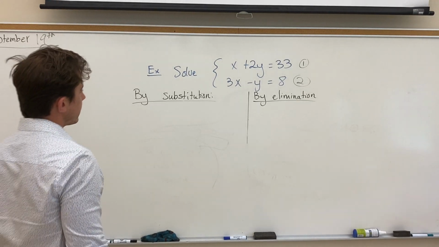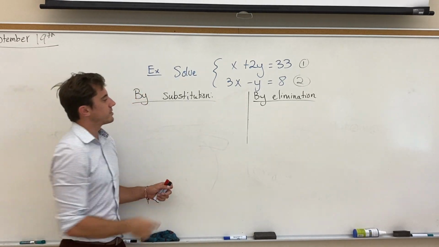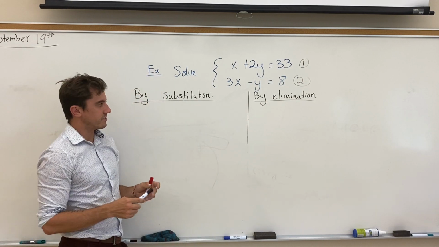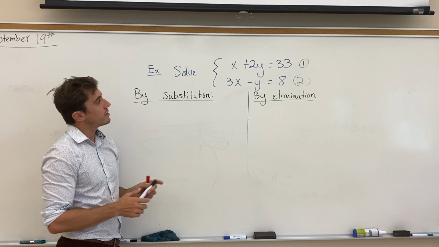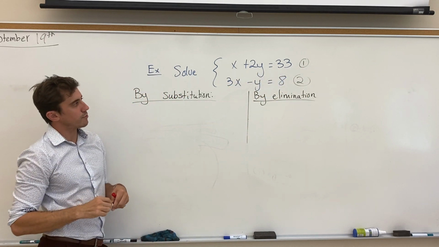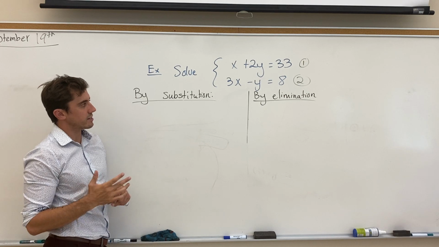Good afternoon, everyone. Today we're going to solve a system of linear equations by substitution and by elimination so we can compare and see the pros and cons of each method. Our first equation, I like to number them 1 and 2. Our first equation is x plus 2y is equal to 33, and our second, 3x minus y is equal to 8.